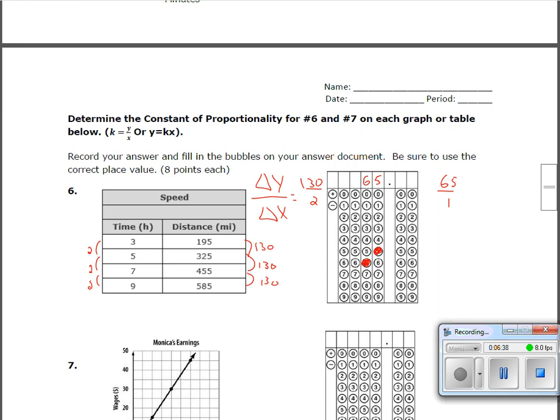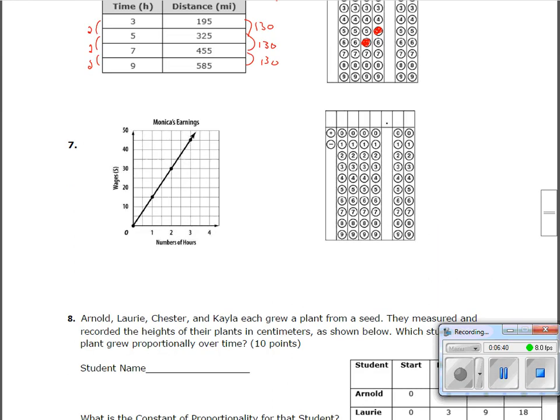Number 7, same concept, change of y over the change of x. And then if you look, we went 15 and over 1. So I would put the 15 in front of the decimal and bubble in the 1 and the 5.